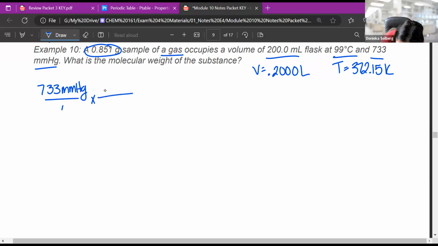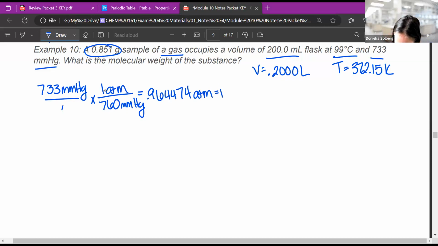Okay, so that is 760 millimeters of mercury for 1 atmosphere. So in atmospheres, that is 0.964474 atmospheres. That would be my pressure. So I have a pressure, I have a volume, I have a temperature, and I have a grams, right? It says, what is the molecular weight of the substance?